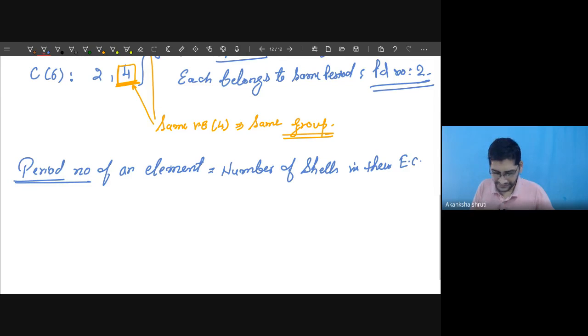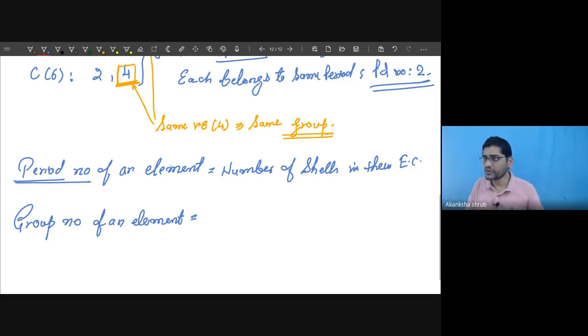It is one thing. Then group number of an element. What we need to do? Here we have to keep 2 things in mind. Rather than 2, we shall keep 3 or 4 even. But at your level, 2 is enough. If the valence electron is 1 or 2, accordingly it will be group 1 or group 2. Okay?